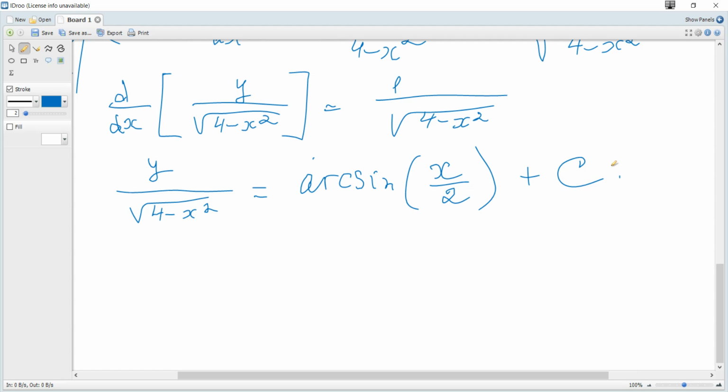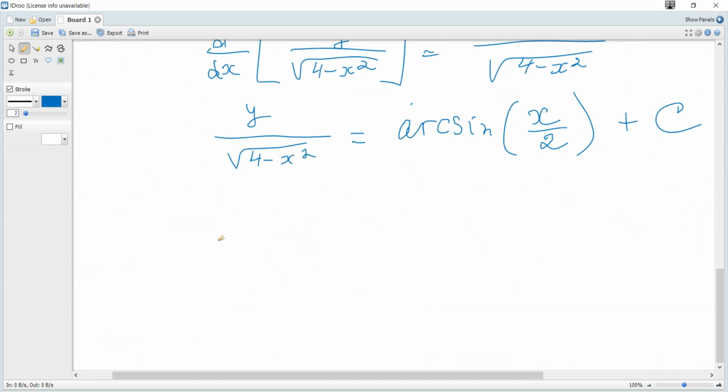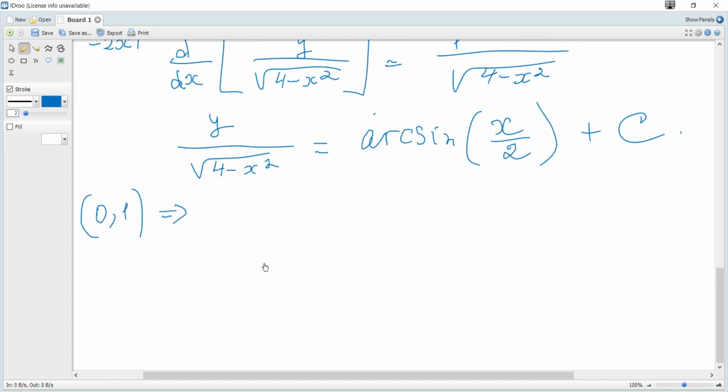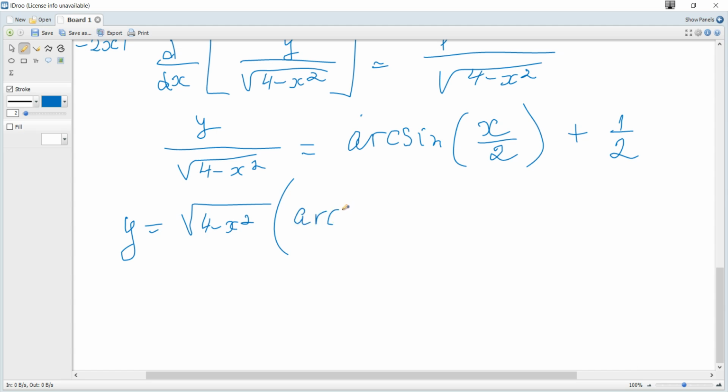And let's find the constant. To find the constant we need a point, and the point is the same, 0, 1. So substituting 0, 1, we get 1 over root 4, it's a half, is arcsine of 0 which is 0 plus c, so the constant is a half. And we need the answer to be in the form y is, so we just solve for y, and it becomes root 4 minus x squared multiplied by arcsine of x over 2 plus a half.